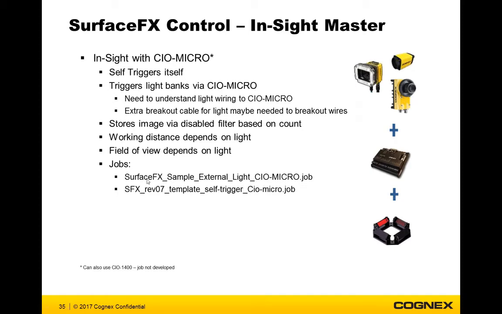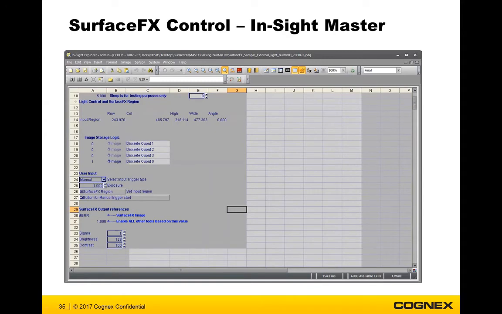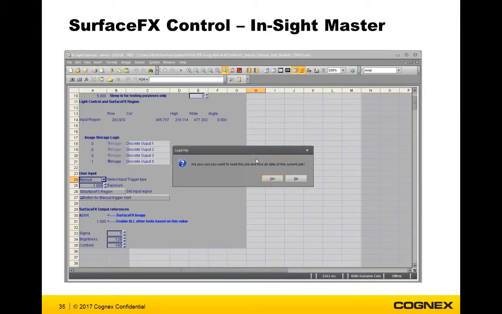Okay, so let's take a look at an example. I'm going to run this example first. So let me find that example. Use CIO Micro, and this is the one we want. I don't know why I can't pull that over. I selected the wrong thing. There we go.